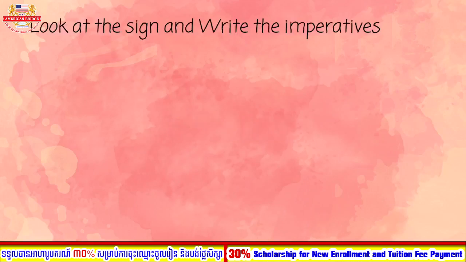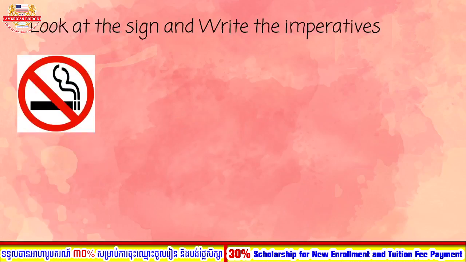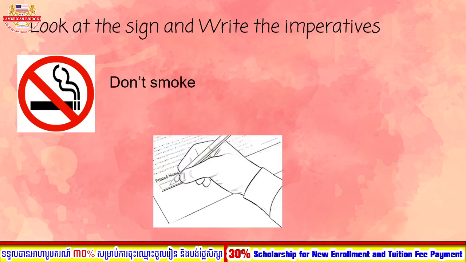Now teacher wants you to look at the sign and write the imperative, right? So this one is the first picture. Can you guess it, everyone? What is the word that you need to use imperative for this picture? Great. So the word that you need to use is don't smoke, right? How about this picture? Can you guess it? What is the word that you need to use with imperative? Great. The word that you need to use is sign your name here.